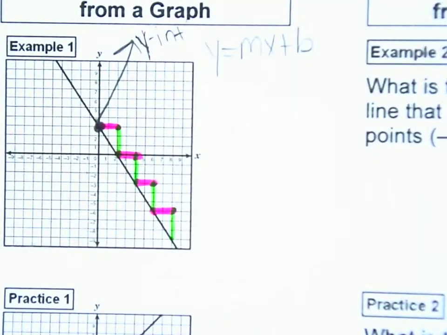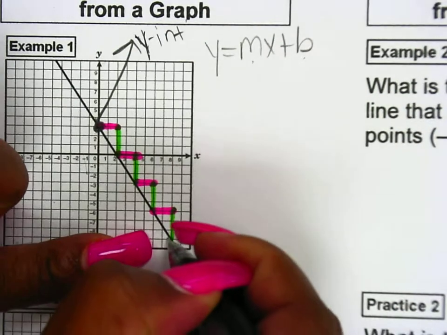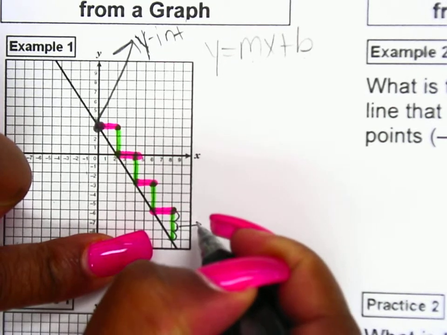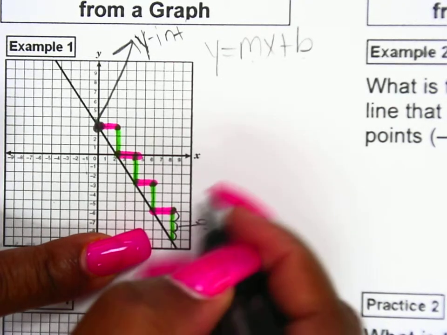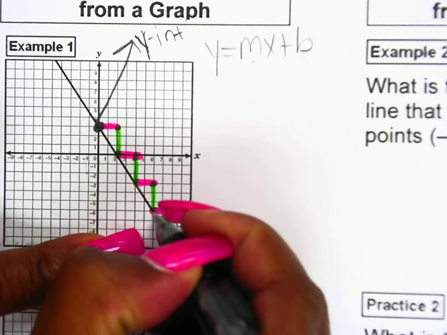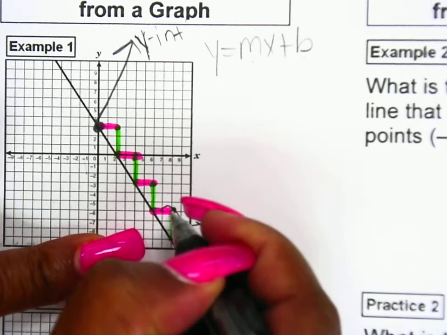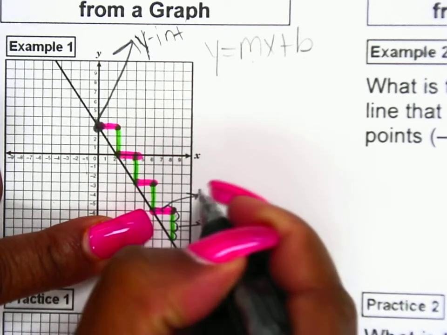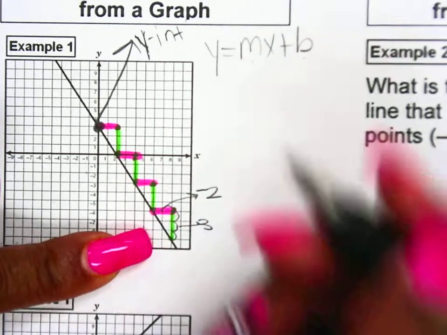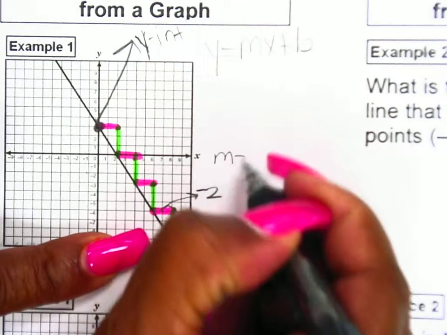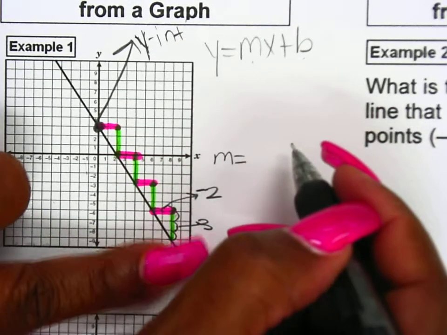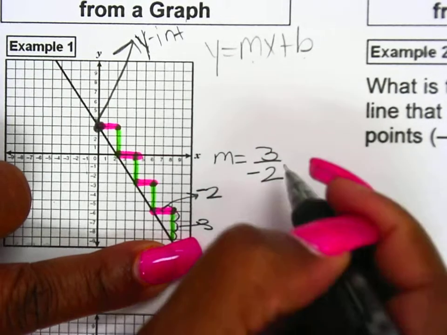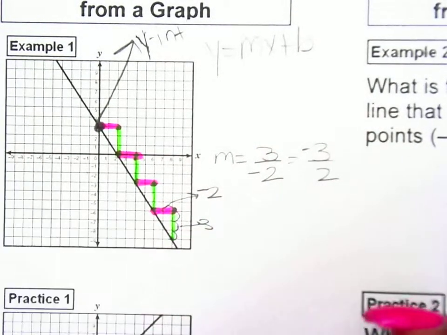Connect that one. So my rise. So here I went up 1, 2, 3. So that's 3. And that is my rise. Then I went over 1, 2. Okay. Now I went up, that's positive. When I go left, that's negative. So I went left -2. So therefore my slope will be m equals the rise, which is +3, over the -2, which is the same as -3/2. So that's my slope.